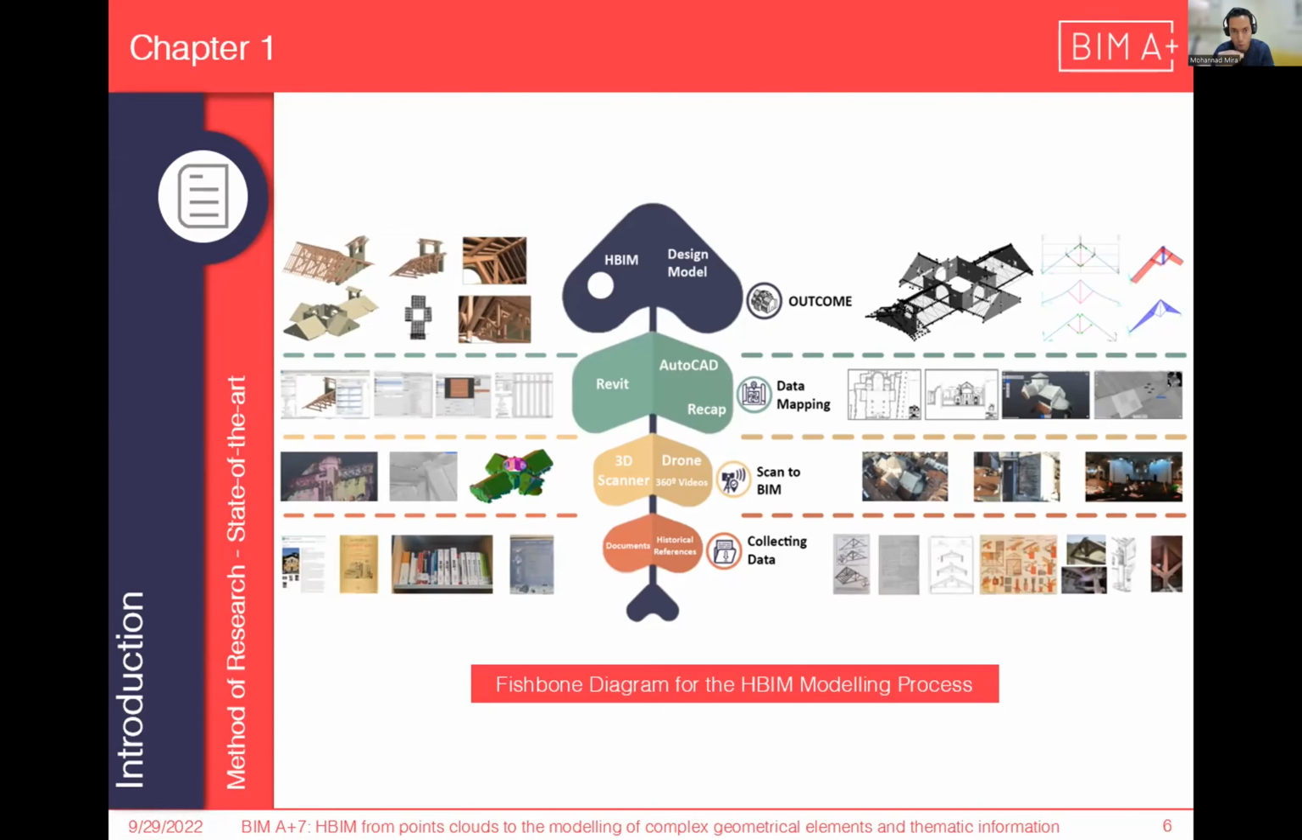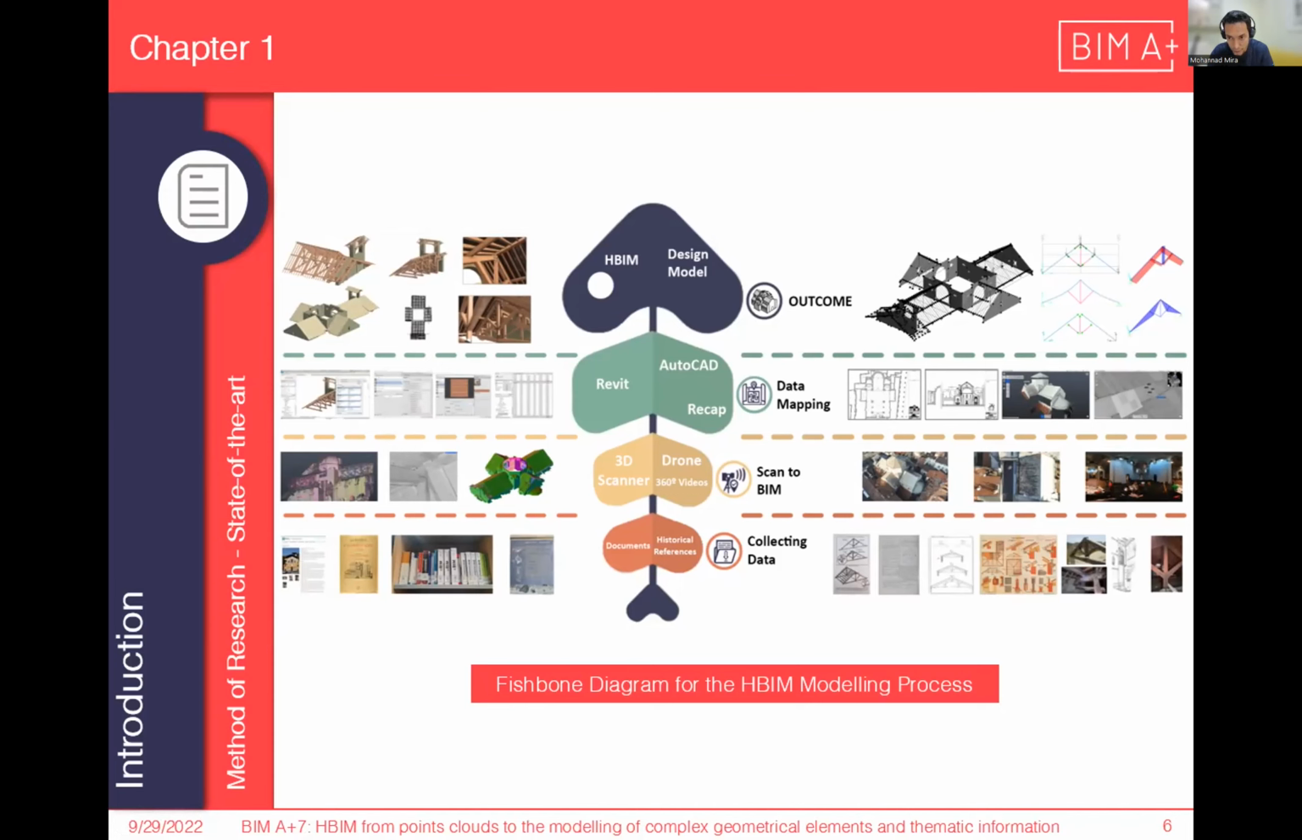As you can see, we have 4 stages. The first one was collecting the data, then scan to BIM, data mapping, and then the final result, which was the outcome. At the stage of data collection, many papers were explored, and for the data collection procedure, I had to do research through the building's historical documentation. This building was from the 11th century, so the data was really scarce in this situation.